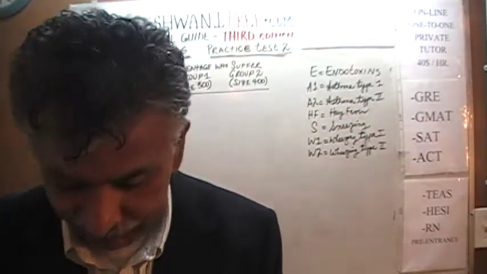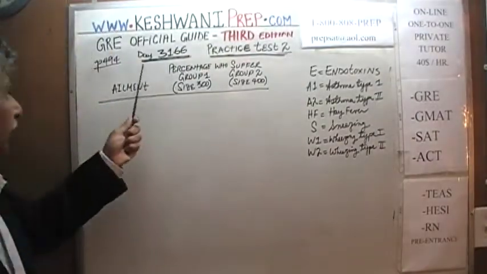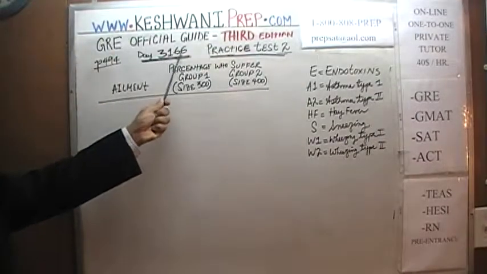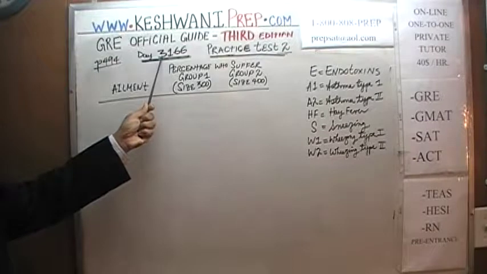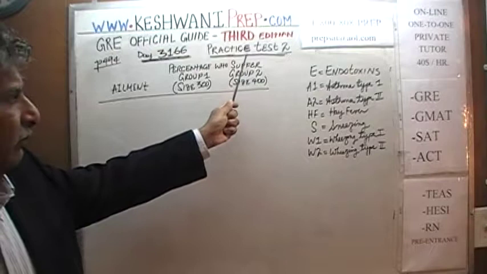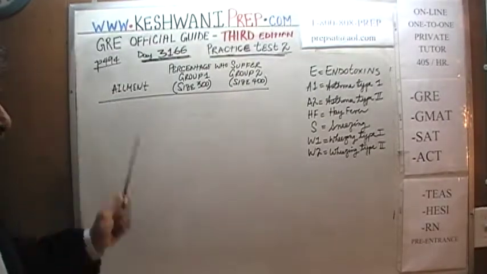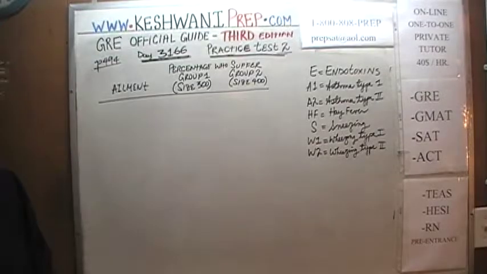Today is our lesson number 166. Day 3166. 3 is to signify the fact that we are in the third edition. Third edition, day 166. We are in the process of solving the problem from practice test number 2 towards the very end of the book on page number 494. Make sure the book is in front of you.